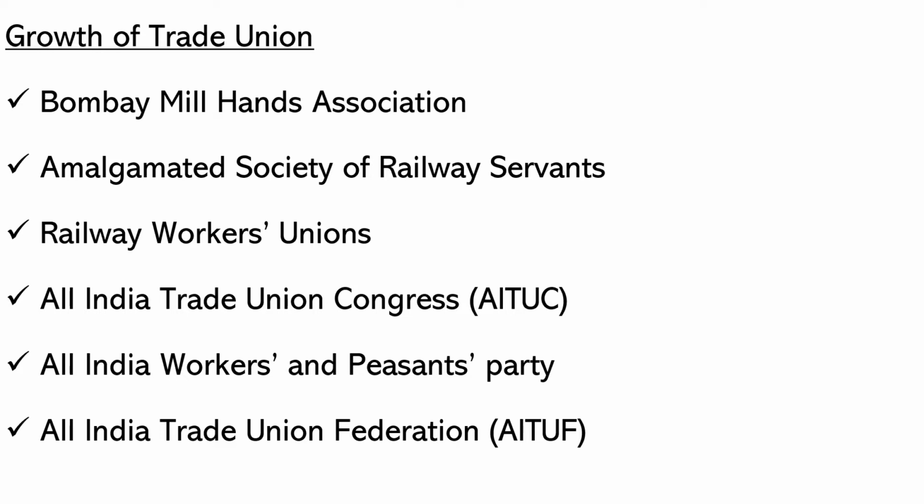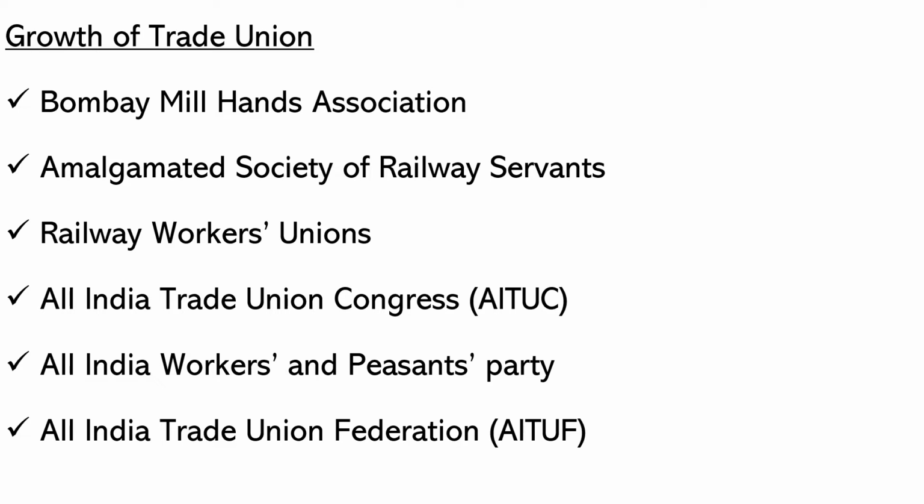So first, how it all started. Trade unions started with the formation of Bombay Mill Hands Association in 1890 by N.K. Lokhande. Sri N.K. Lokhande is considered the father of the trade union movement in India. Okay, so that is how it all started. Later, what happened in 1897? Amalgamated Society of Railway Servants were formed. Then in 1905, Printers Union of Calcutta was formed, and in 1907, Madras and Calcutta Postal Unions were formed.